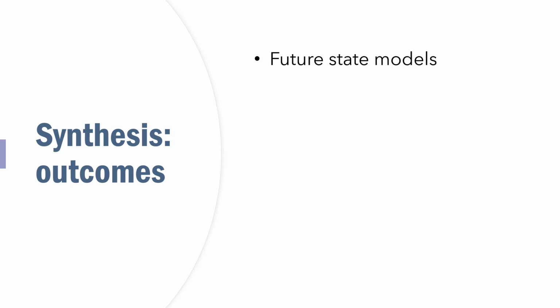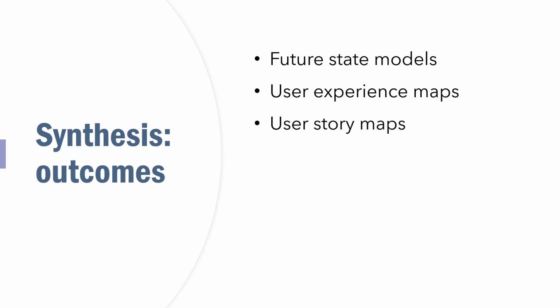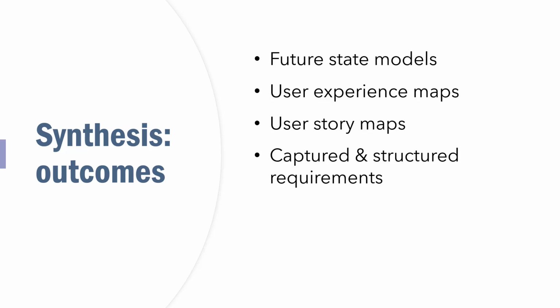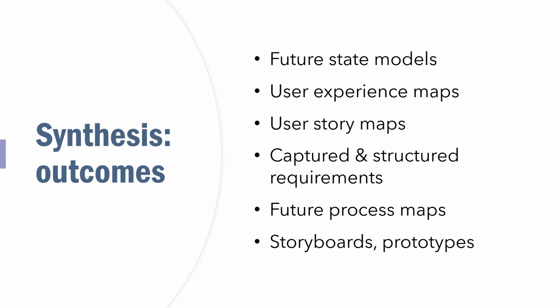So you want to have future state models captured, maybe user experience maps that depict the expectations from user perspective, user story maps that will then help you plan your execution, plan perhaps your iterations. You want to have captured and structured requirements, future process maps if the process needs to change, storyboards and prototypes.